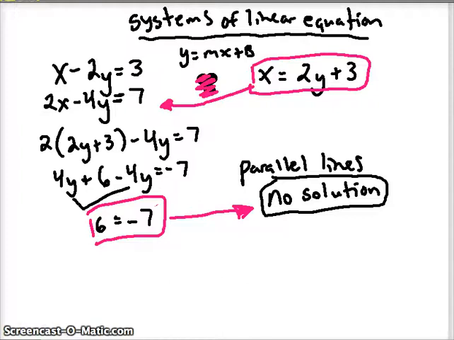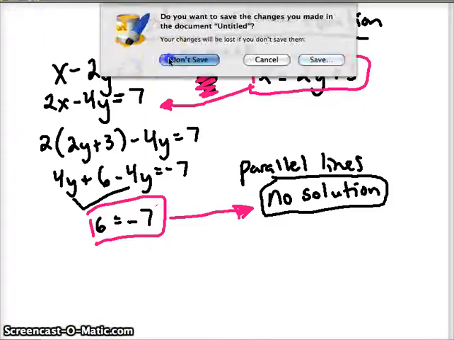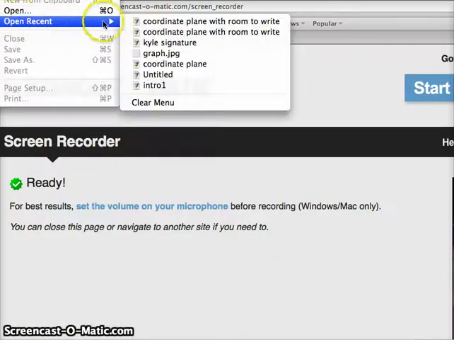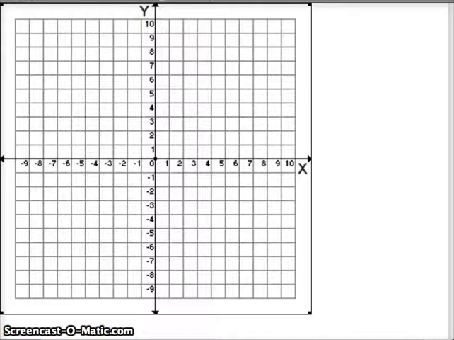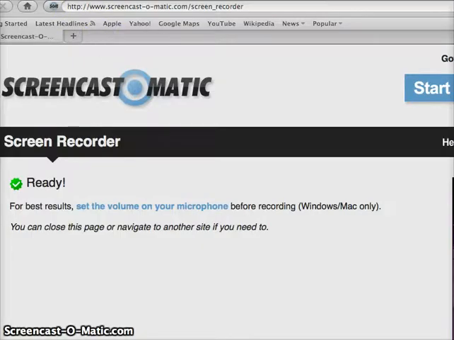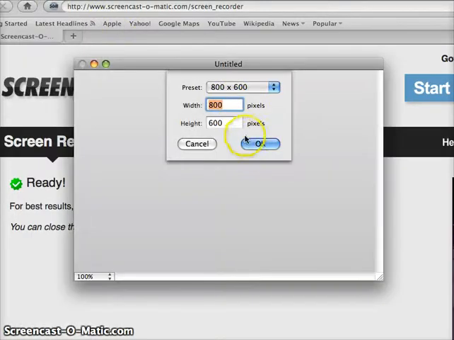Let's get rid of this, do a new example. So that was an example of no solution, right? We always have 3 different ones here. We have an infinite amount of solutions, right? If we get the same line. Let's see if we can do an example of that.